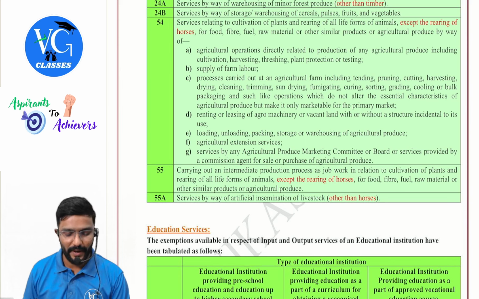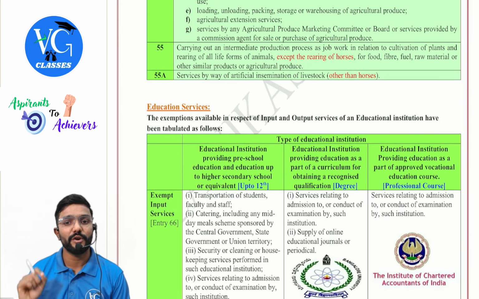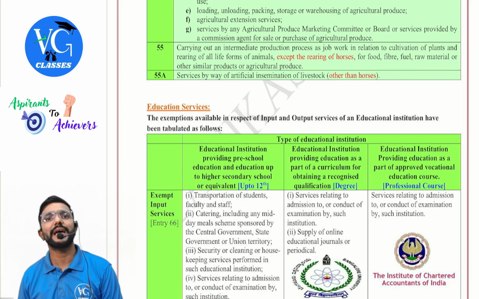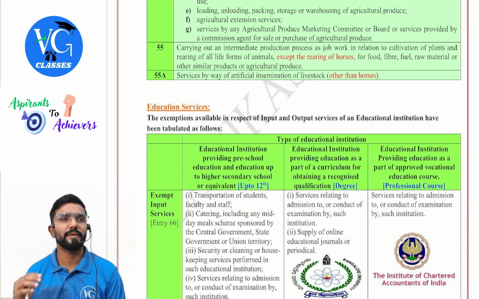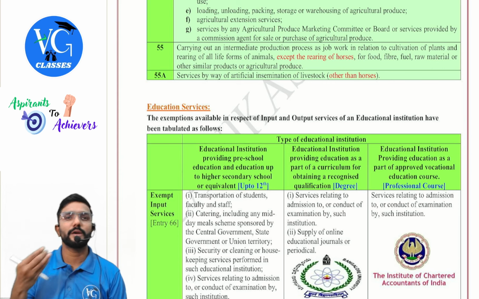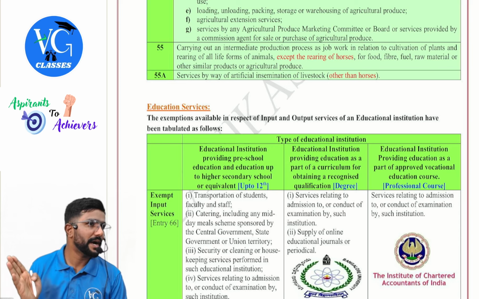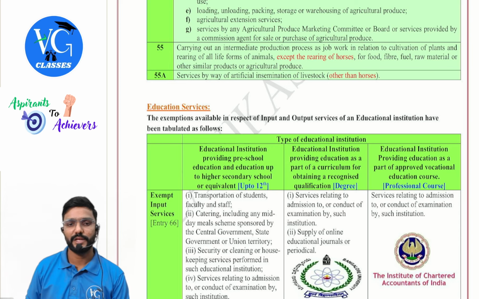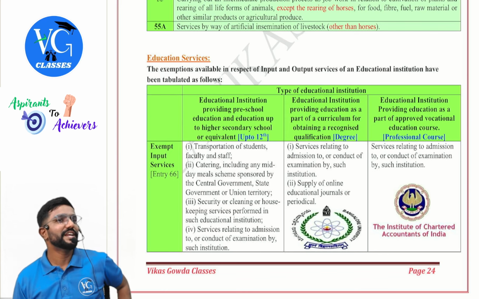Entry 55A. Services by way of artificial insemination of livestock other than horses. Guys, artificial insemination means making the animals or birds give birth artificially, guys. Next, education, something related to our sector.